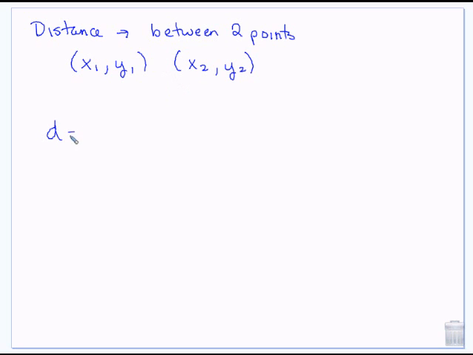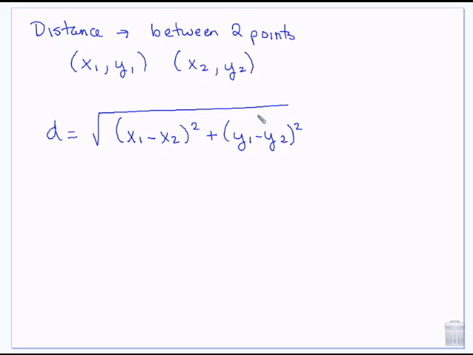So the distance formula between 2 points is x1 minus x2 squared plus y1 minus y2 squared, and then you take the square root of the whole thing. Okay.